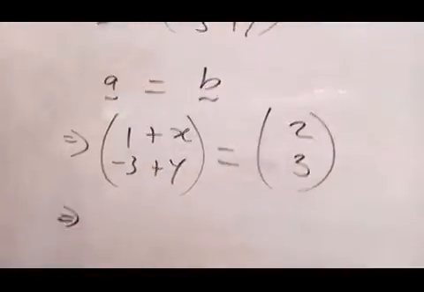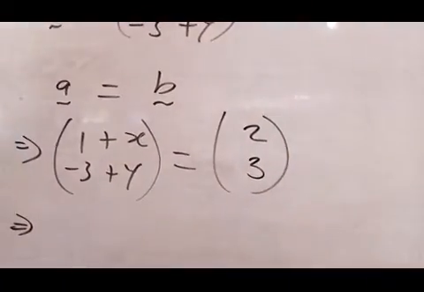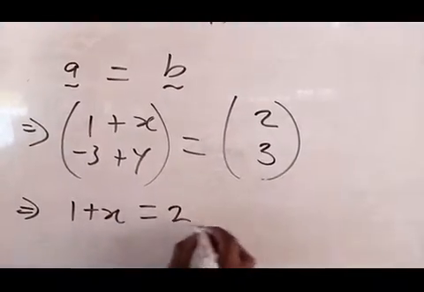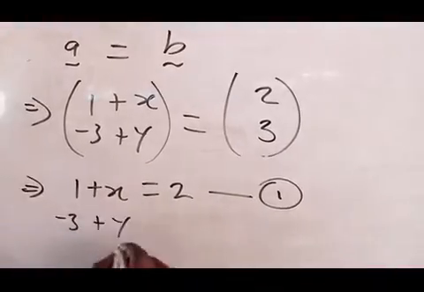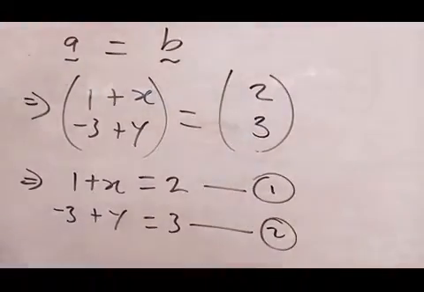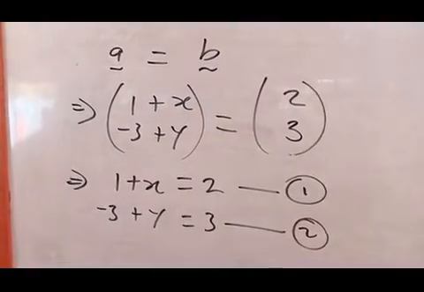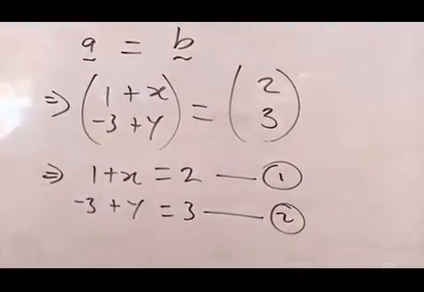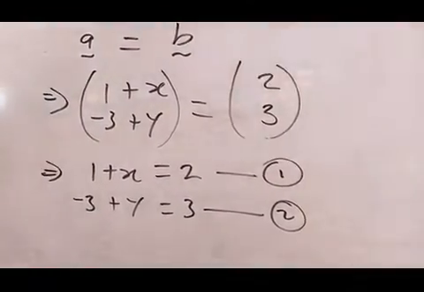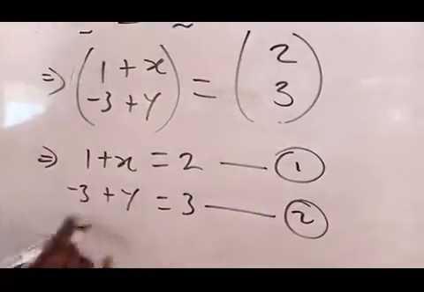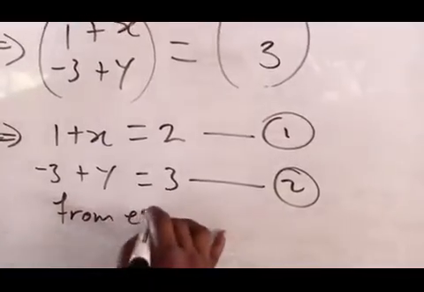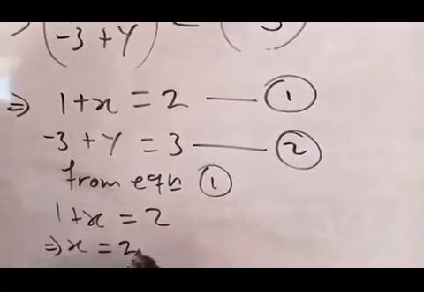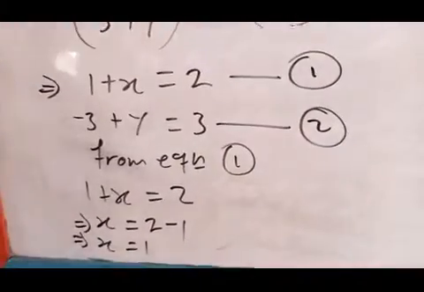From here we can get two equations. We get the first equation from the x coordinates and the second one from the y coordinates. So we say 1 plus x equals 2 as equation 1, then minus 3 plus y equals 3 as equation 2. In this case we only have one variable in each equation, so we can easily solve for x and y. There's no need solving it simultaneously. From equation 1, 1 plus x equals 2, and that implies x equals 2 minus 1, so x equals 1.